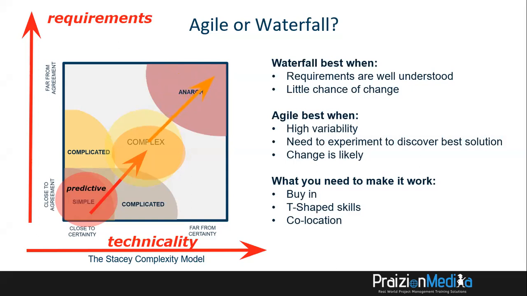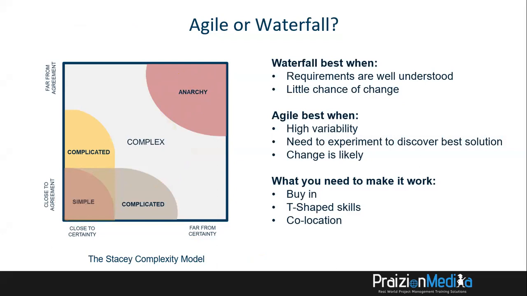So if you take a look at the Agile Practice Guide, it is no different. What we're trying to say here is waterfall works best when requirements are well understood and there's little chance of change. Agile works best when there's high variability and the need to experiment to discover the best solution when change is likely. And that's okay. So take a look at page 14 one more time and see if it makes sense for you, right? We're just saying that projects that are chaos, crazy, you're much better off using an agile approach for those.